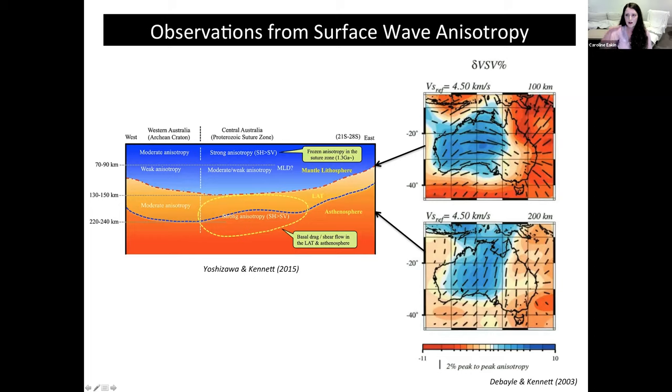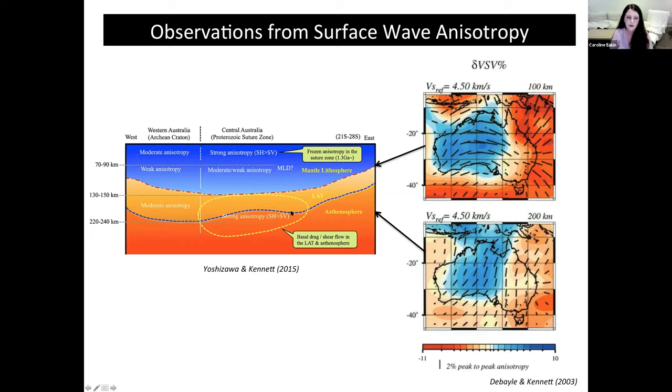And that's roughly aligned with the present day plate motion. So the going theory is that, as would be expected, Australia is the fastest moving continent on Earth today. And that fast plate motion is exerting a shear on the asthenosphere below, aligning all the little olivine crystals and generating a fast direction of anisotropy aligned with the plate motion.